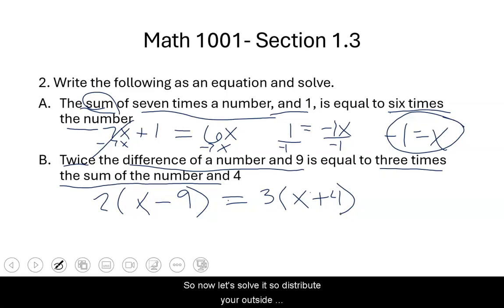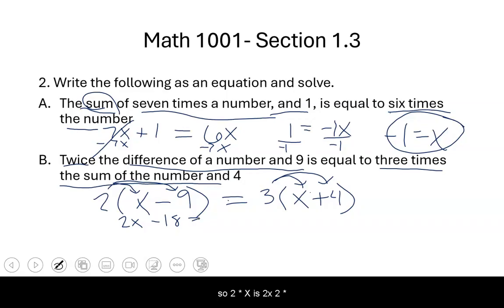So distribute your outside numbers into everything inside of the parentheses, so that 2 multiplies in, and then that 3 is going to multiply in. So 2 times x is 2x. 2 times negative 9 is negative 18 equals 3 times x is 3x. 3 times 4 is positive 12.